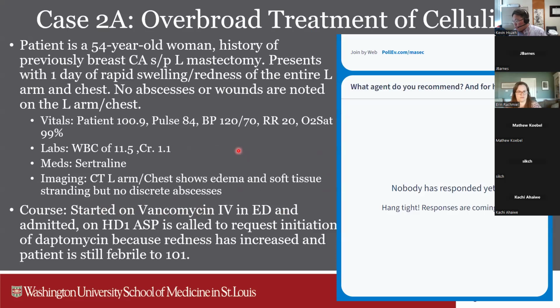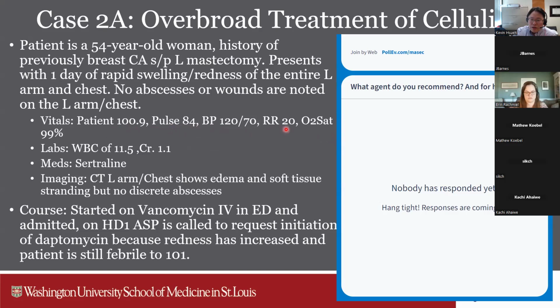All right, so we'll go to the next case. Case 2A is what I like to call overbroad treatment of cellulitis. This is a 54-year-old woman, history of previous breast cancer, status post left-sided mastectomy, who presents with 1 day of rapid swelling and redness of the entire left arm and chest. She's got no clear abscesses or wounds on the left arm or chest, but she is febrile, 100.9. Other than that, she's pretty much hemodynamically and vital signs stable.